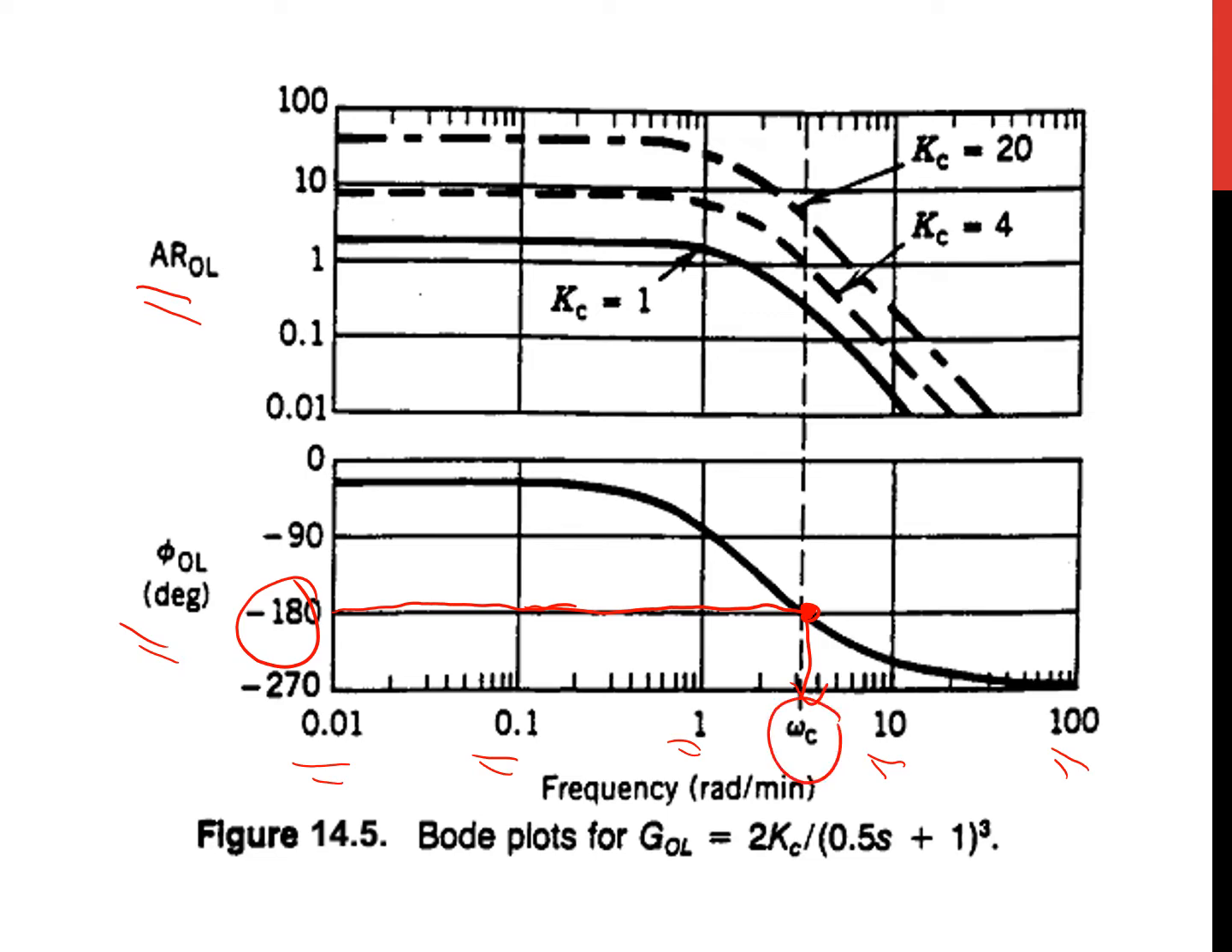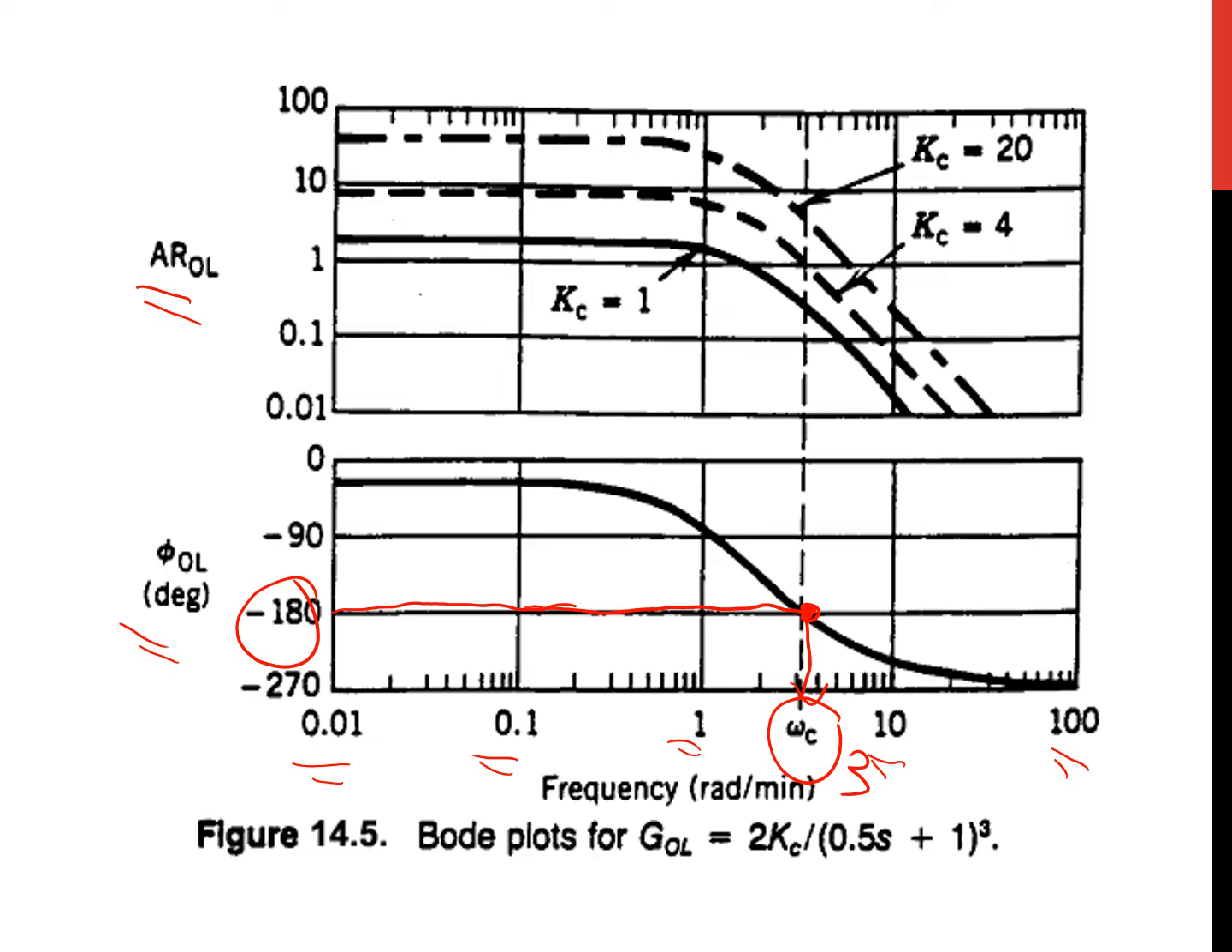In this case, based on the log diagram, it is 1, 2, 3, around 3. Then 4, 5, 6, 7, 8, 9, 10. It's not 1.1. Between 0.1 and 1, you increase by 0.1. For 1 to 10, you increase by 1. For 10 to 100, you increase by 10. It's like that for the log graph. So here the ωc is equal to 3.